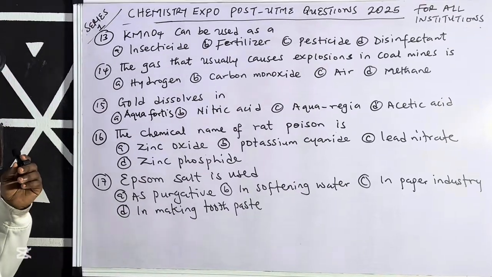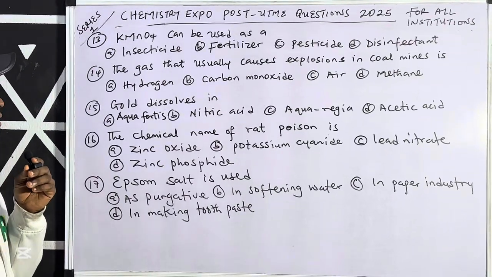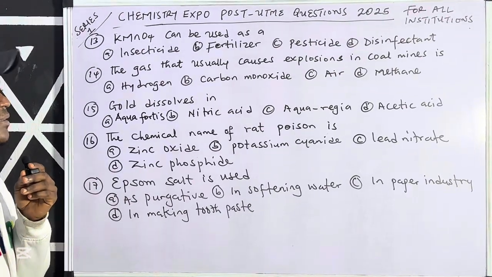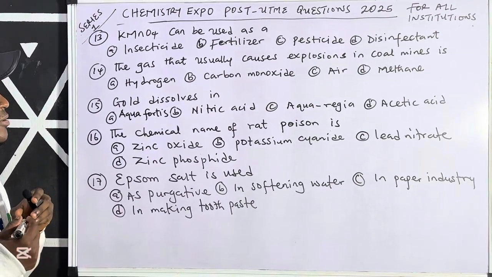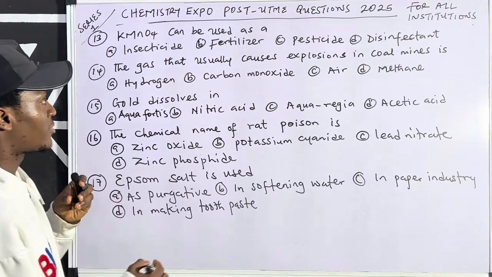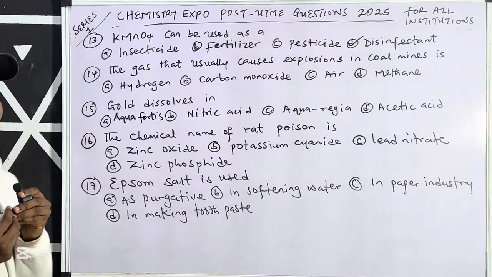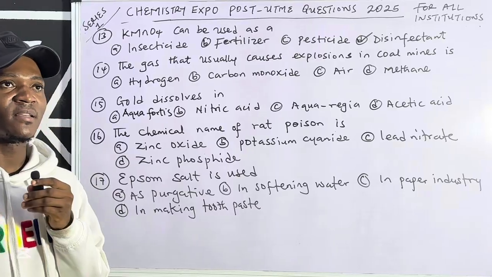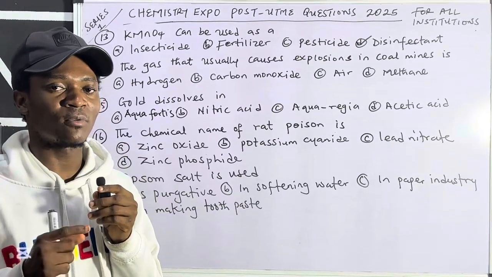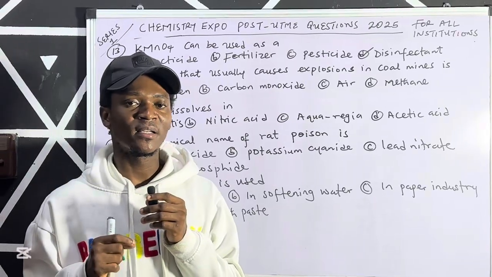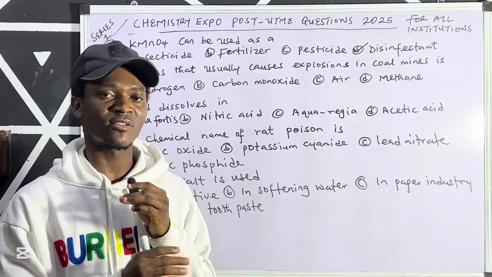Question 13. KMnO4 can be used as a dash: A, insecticide; B, fertilizer; C, pesticide; and D, disinfectant. The best option to go with is option D, disinfectant. Why? Now, in the water treatment process, there is a step that is called chlorination. That's the addition of a calculated amount of chlorine in order to kill germs. That process is also called disinfection.